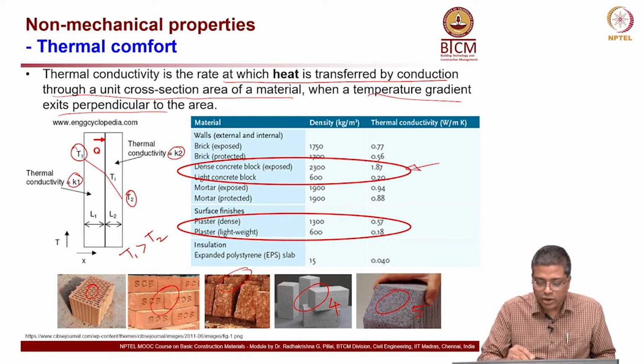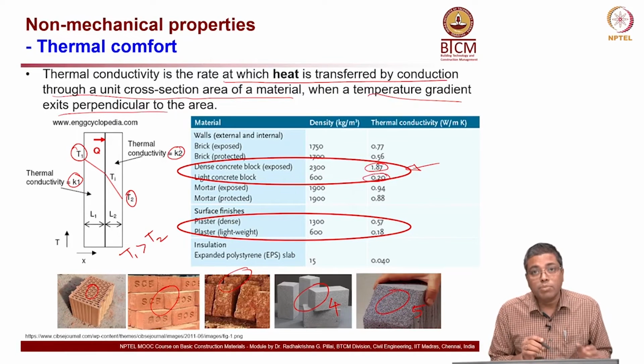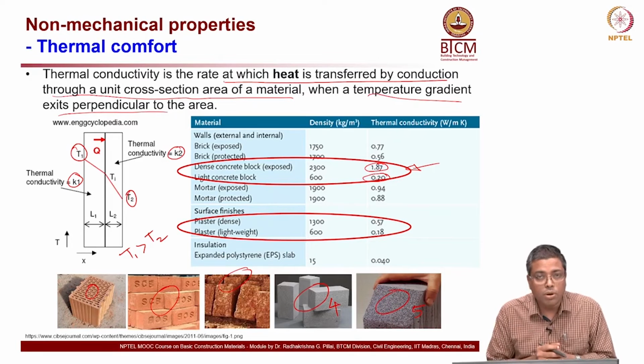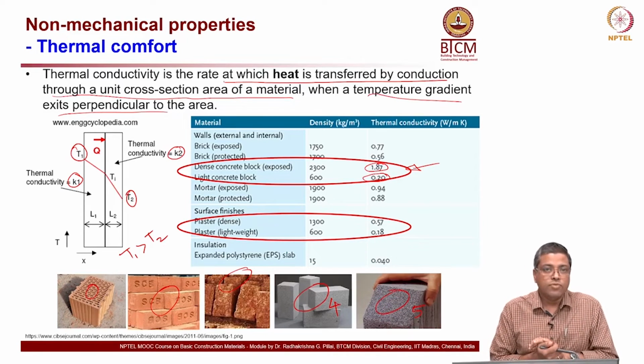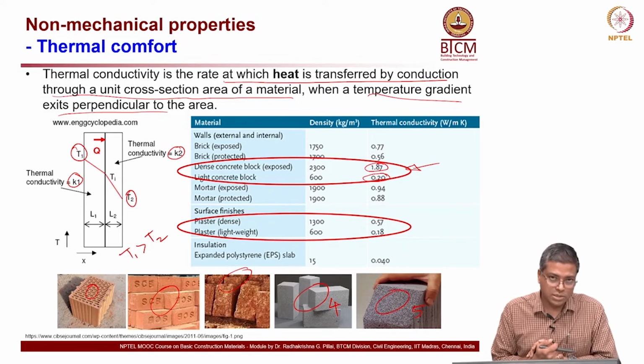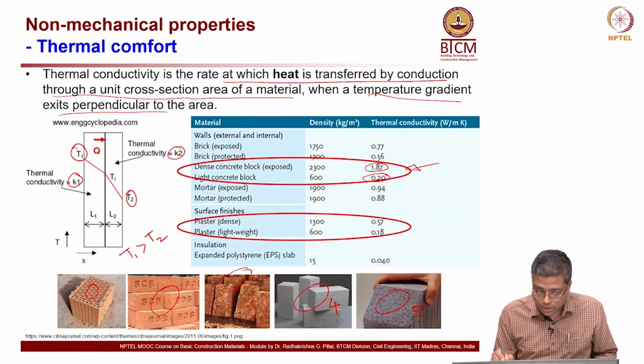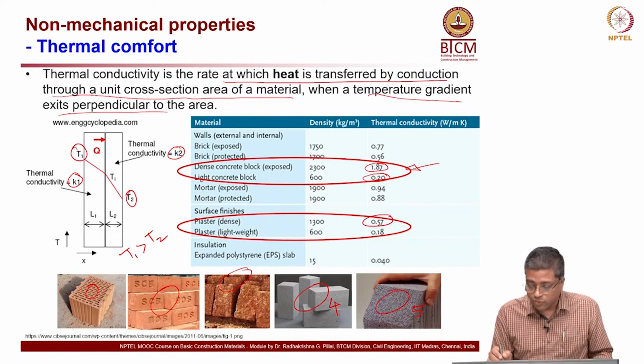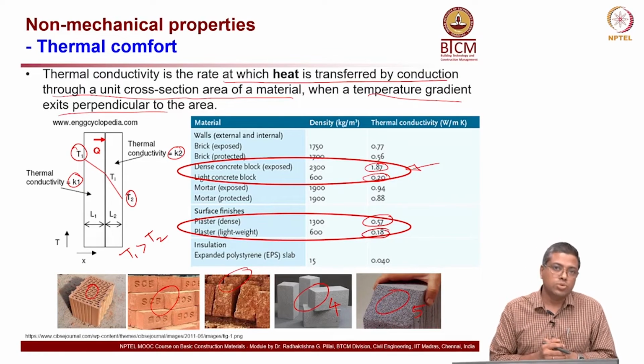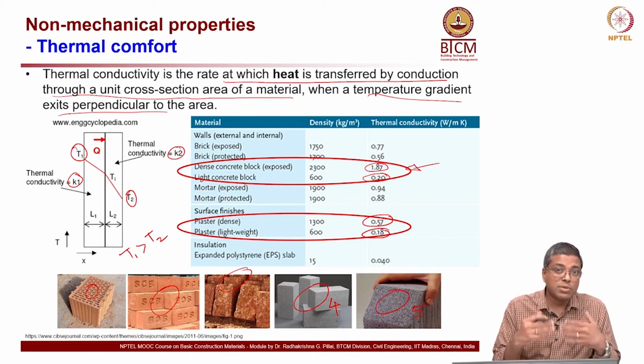Thermal conductivity for a dense concrete block is very high, and for a light concrete block it is very low. That means, in the case of a light concrete block, it will take more time for the heat to get exchanged. Another example is plaster: dense plaster is 0.57 or 0.6, and lightweight plaster is 0.2 or 0.18. So, you can see that lightweight means there may be some air in it, that is why it is lighter.